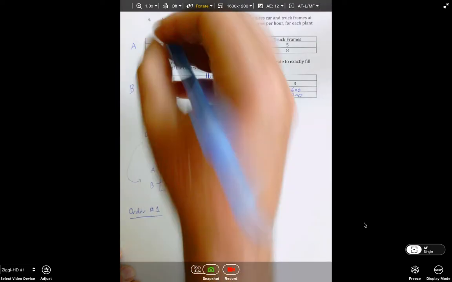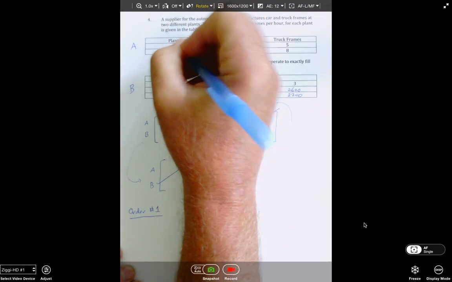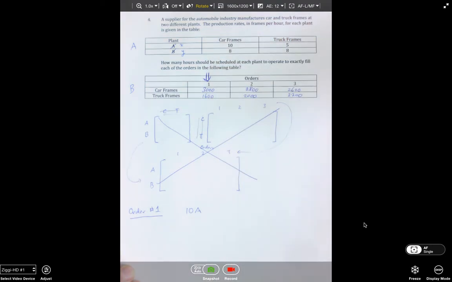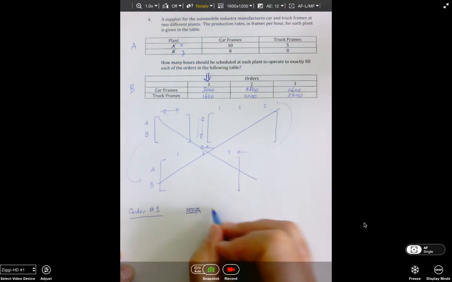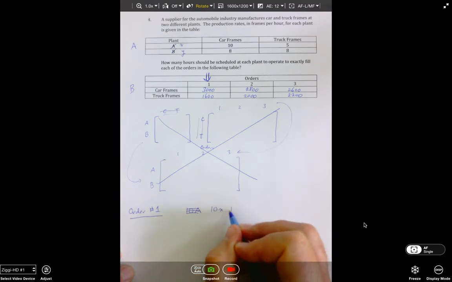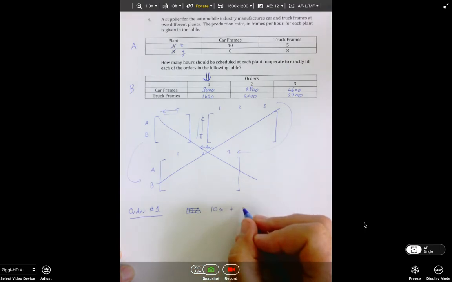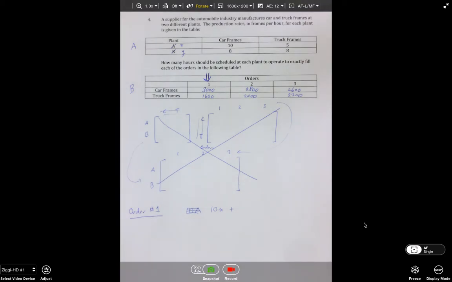What I'm going to do up here is change from plant A and plant B. I'm just going to call those X's and Y's. Okay, so I'm going to have this as 10X plus... no, wait a minute. Let me think about this for a second.